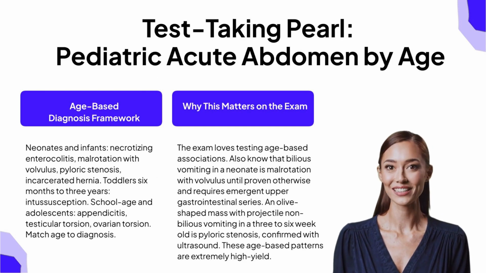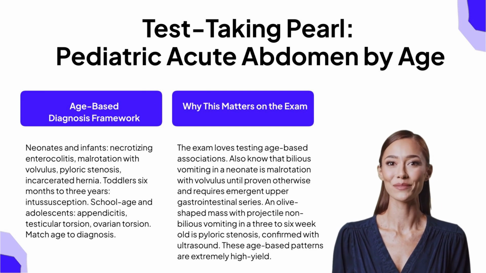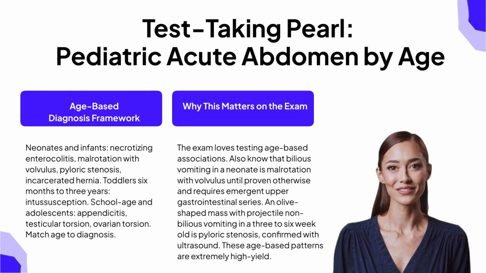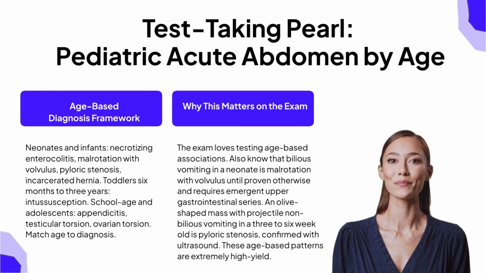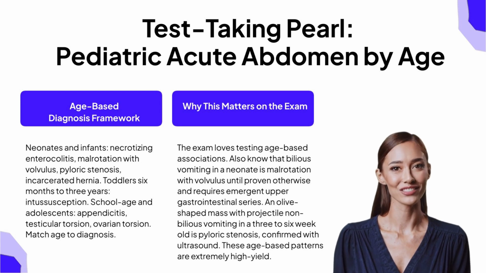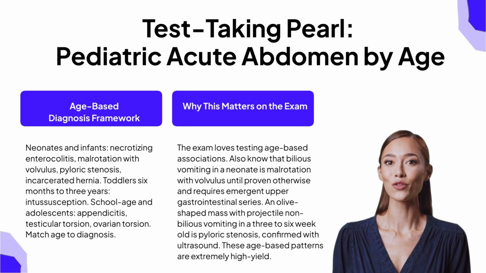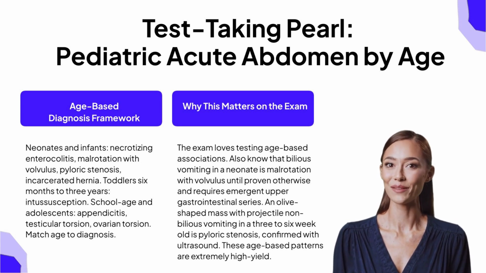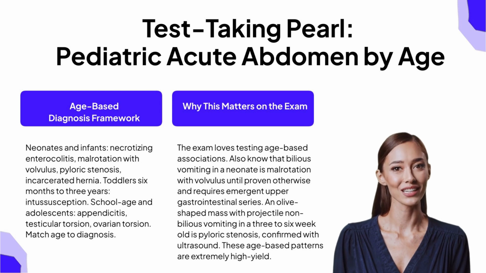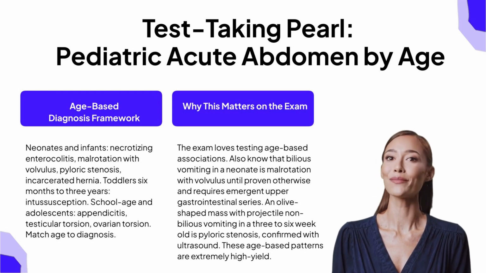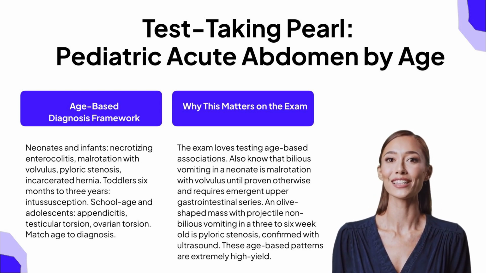Here is a critical test-taking pearl about the pediatric acute abdomen by age. The boards love testing age-based associations for abdominal emergencies. In neonates and infants, think necrotizing enterocolitis, malrotation with volvulus, pyloric stenosis, and incarcerated hernias. In toddlers between 6 months and 3 years, intussusception is the classic diagnosis. In school-age children and adolescents, think appendicitis, testicular torsion, and ovarian torsion. Always match the age of the patient to the most likely diagnosis.